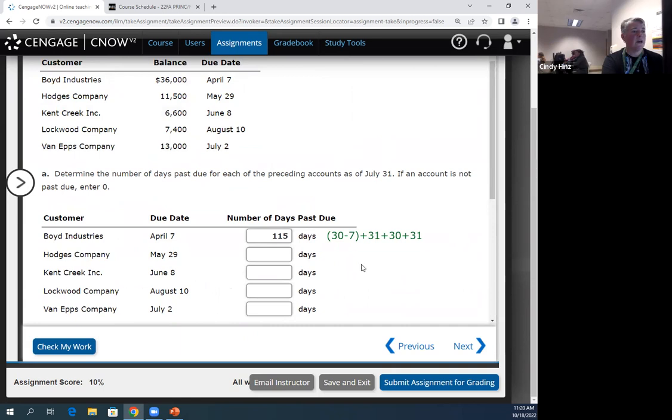Let's look at Hodges Company then. Their invoice was due on May 29th. So May has 31 days, but for 29 of those days, it wasn't past due yet. It was only past due on the 30th and the 31st, or 2 days, plus all of June and all of July. Everybody okay with what we're doing here? Okay, go ahead and fill in the next 3 on your own.